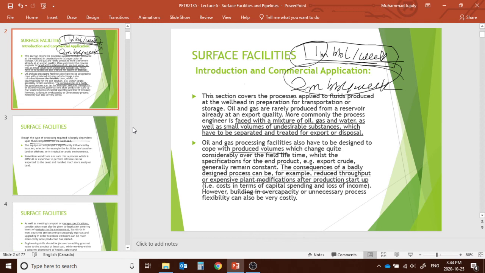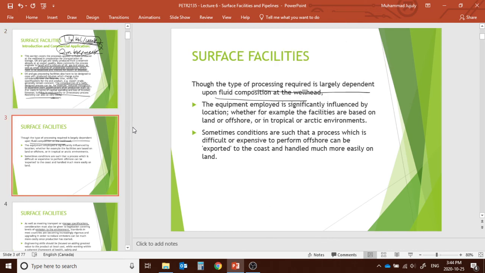We have to check, because running the process units under capacity, or over capacity, or with unnecessary process flexibility can be very costly. So we have to think about that.